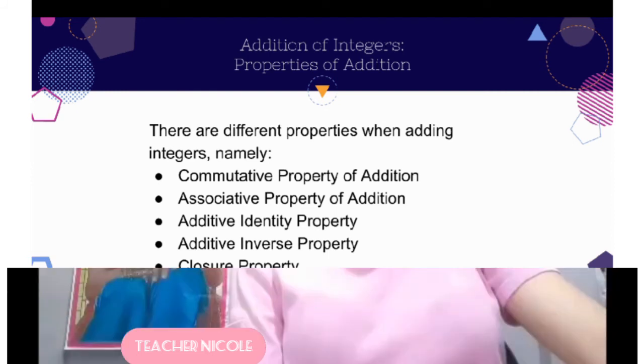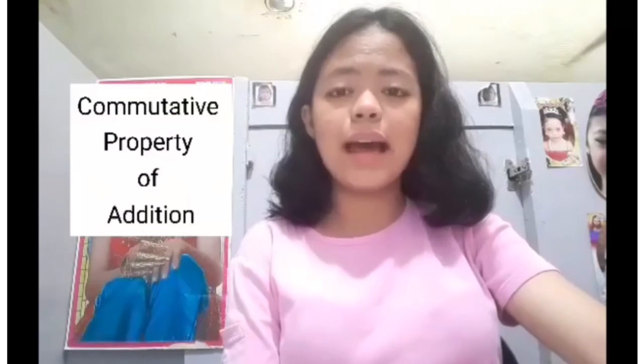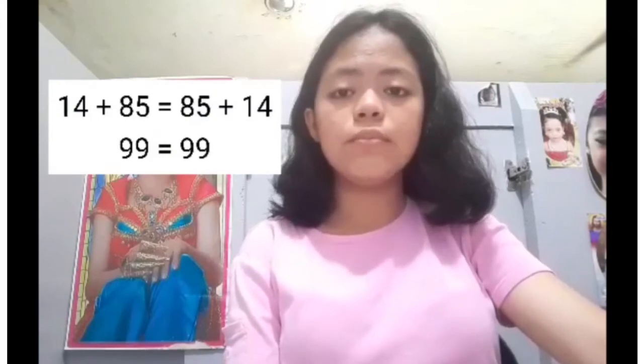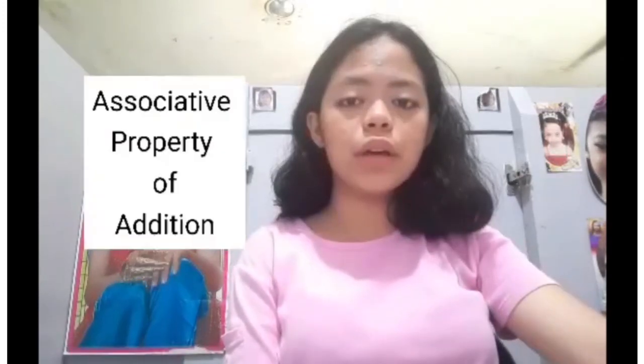Take it away. Commutative property of addition means that changing the order of addends does not change the sum. For example, 14 plus 85 equals 85 plus 14 equals 99. Associative property of addition means that changing the grouping of addends does not change the sum. For example, 3 plus 5 plus 6 equals 3 plus 5 plus 6 equals 14.